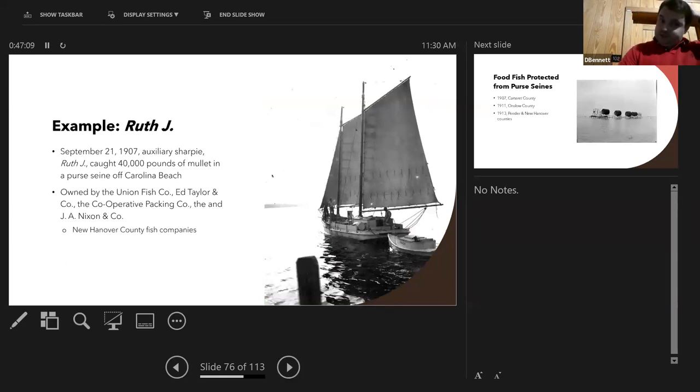There's a good example of this in the fall of 1907. The Ruth J, which was owned by a conglomerate of fish dealers out of Wilmington, caught 40,000 pounds of mullet in one haul of a purse seine off Carolina Beach. And they flooded the Wilmington fish market.